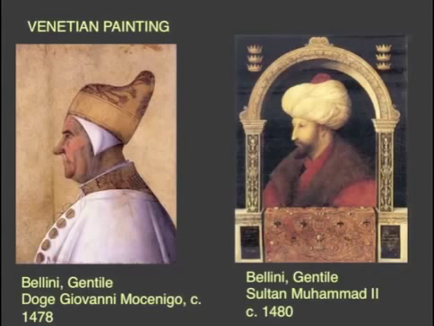These are paintings of two powerful figures done by Gentile Bellini, two guys who were hanging out in Venice back in the 1480s, more or less. This is the Doge Giovanni Mocenigo, Italian guy, painted in profile, which is the way Roman emperors liked to have themselves depicted on their coins, and therefore very popular with potentates of all description. And here's another guy, Sultan Muhammad II, a ruler of the Ottoman Empire.